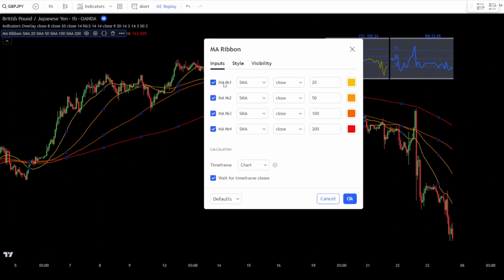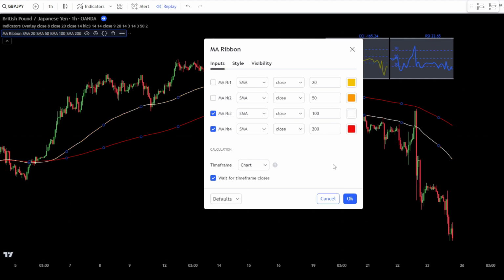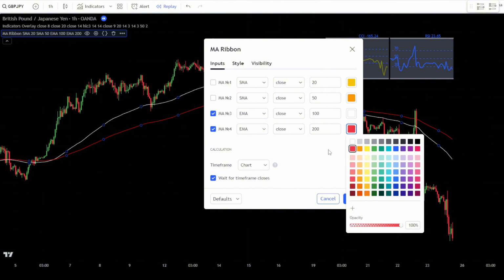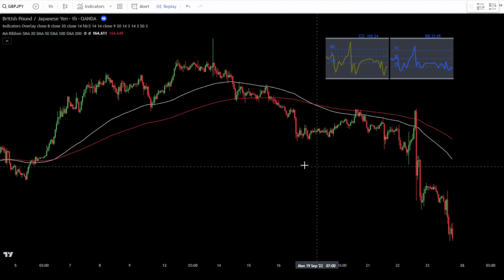In the Input tab, uncheck MA number 1 and MA number 2. After that, change MA number 3 to EMA and set its color to white. Finally, change MA number 4 to EMA and set its color to red. Once you're done, simply click OK to confirm the changes.